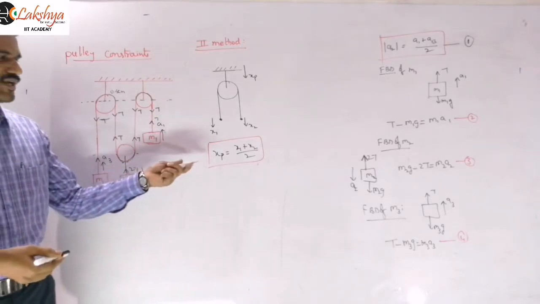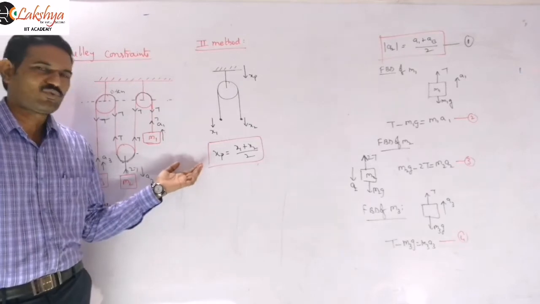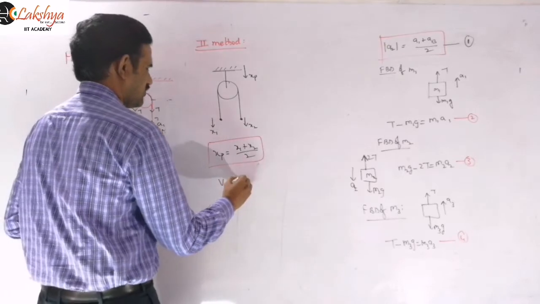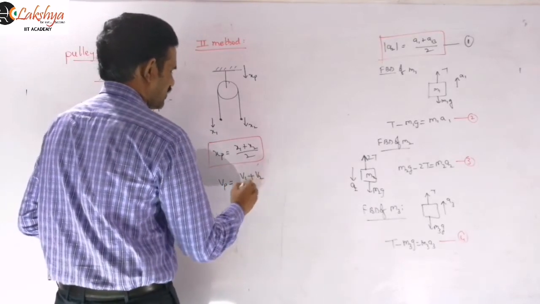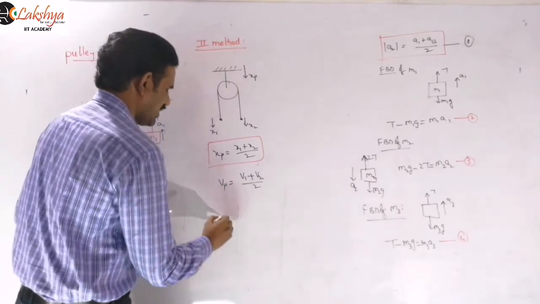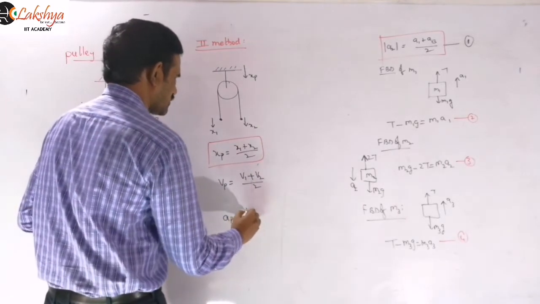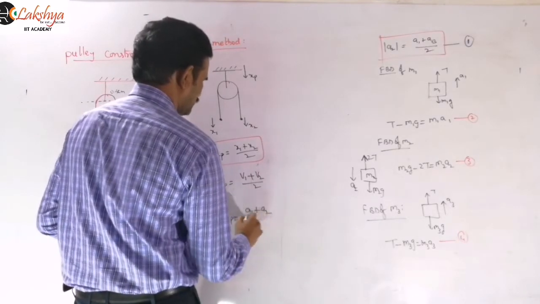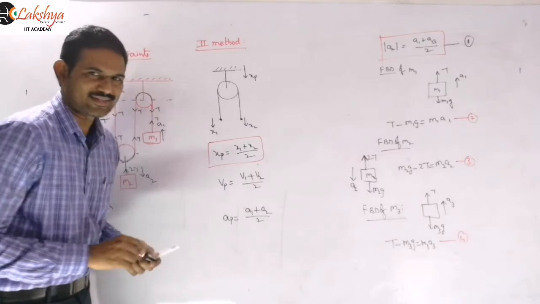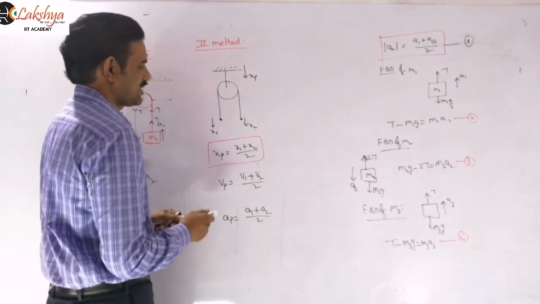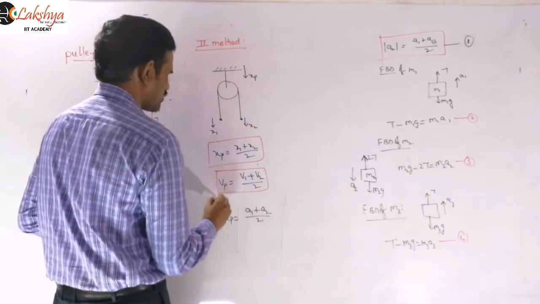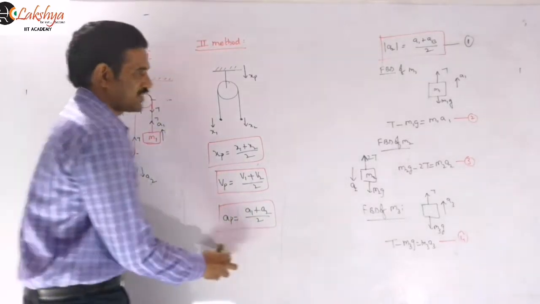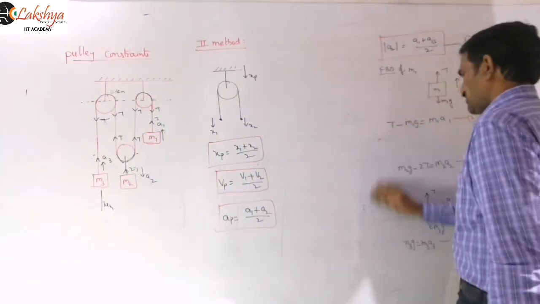If you are writing this relation, then you can write the velocity relation or the acceleration relation if you want. Therefore the velocity of that pulley will be equal to v1 plus v2 by 2. This is the velocity relation. And the acceleration relation: the acceleration of this pulley is equal to a1 plus a2 by 2. So that is our acceleration relation. That means if you know the displacement relation, you can write the velocity or acceleration relation just by differentiating it.